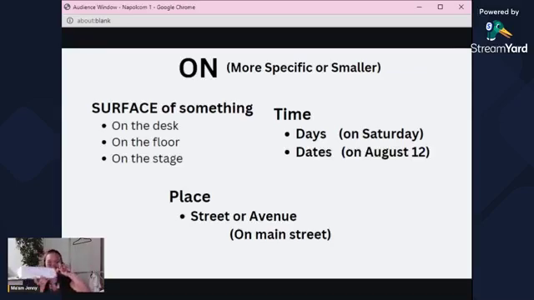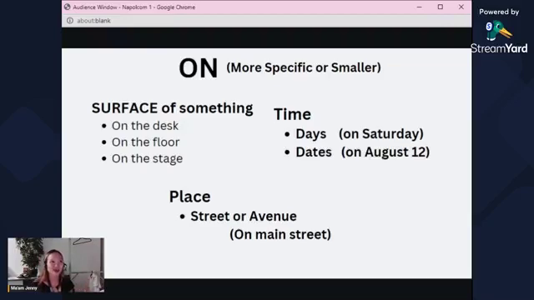Alright, so nandito yung aking glasses. Kapag in, nasa loob ng box. So, my glasses are in the box, right? But we use on if it's on the surface. Ano ba yung surface? Nasa ibabaw. So, like this, we use on. Okay? Now, my glasses are on the box. So, yung sa ibabaw ng mesa, sa ibabaw ng stage, sa ibabaw ng kung saan man ibabaw. So, you use on, okay?